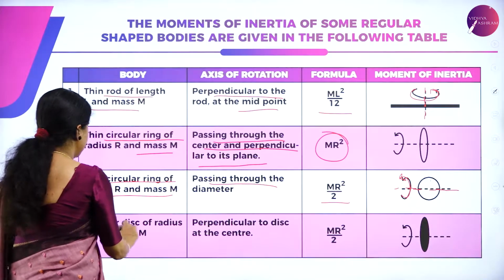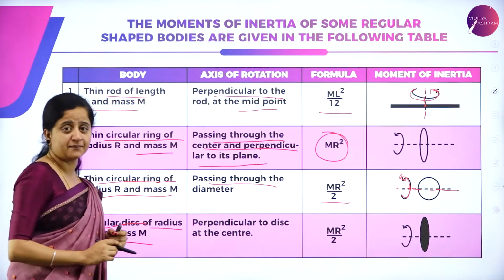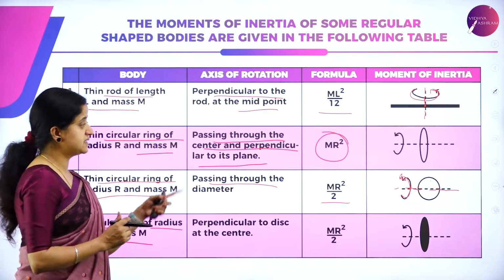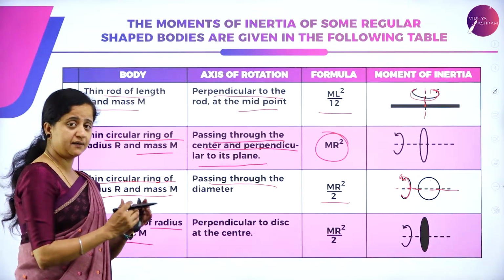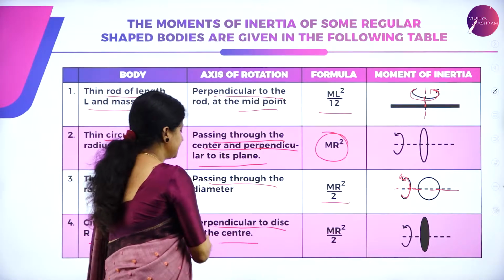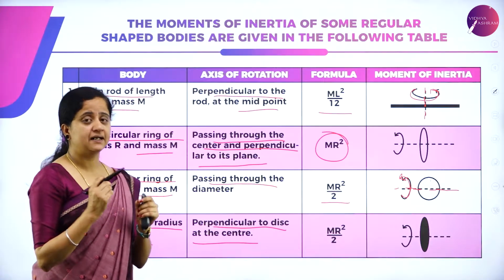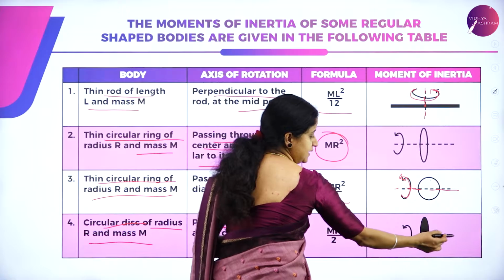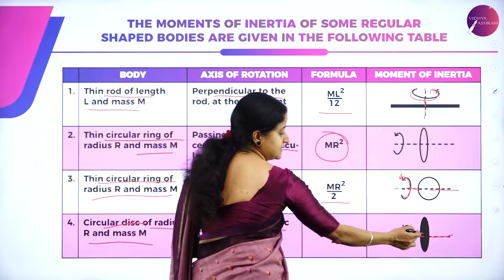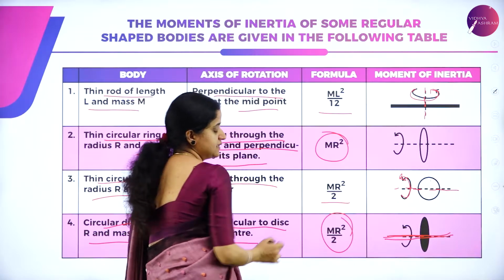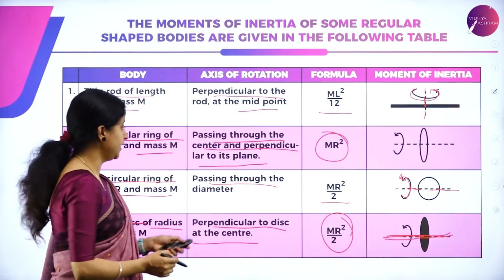Similarly, we have a circular disk of radius r and mass m. Now we are talking about the disk. In the previous example, we considered a circular ring and now we are considering a circular disk whose axis of rotation is perpendicular to the disk and lies at the center. Say for example, you can refer to this, we have a circular disk, the axis of rotation lies at the center and it is perpendicular to the plane and the formula is mr square divided by 2.